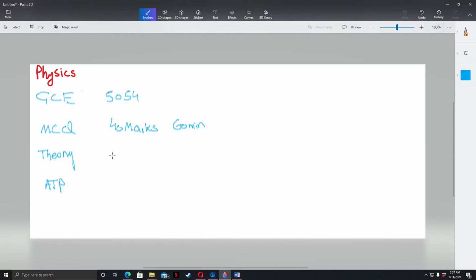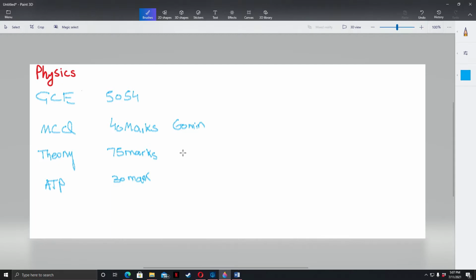I don't think it will be a problem after you have solved past papers and practiced throughout the course duration. Then we have theory, that is of 75 marks, and ATP of 30 marks. Theory basically has 2 sections, section A and section B. In section A you have to solve all the questions, but in section B there is a choice. Not all questions are compulsory.